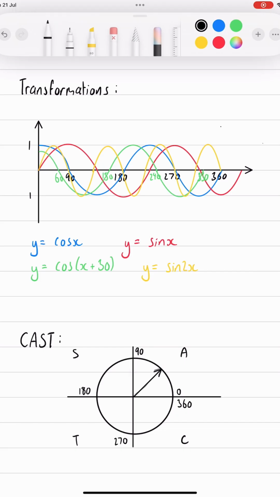I want you to think of this as a graph. The positive y-axis means sine is positive, and the positive x-axis means cos is positive. CAST stands for cos, all, sine, and tan, and explains what is positive in which quadrants. Based on whether it's positive or negative, we use a different quadrant to find theta, which is the possible values of our angle.